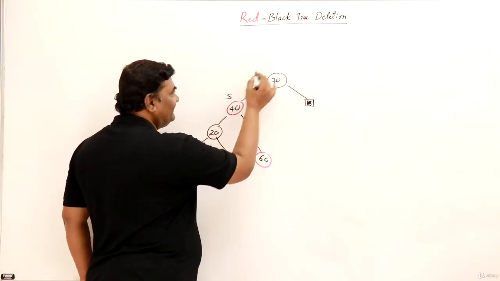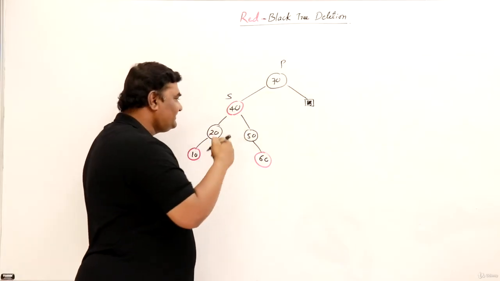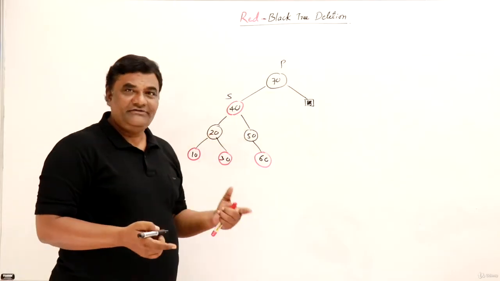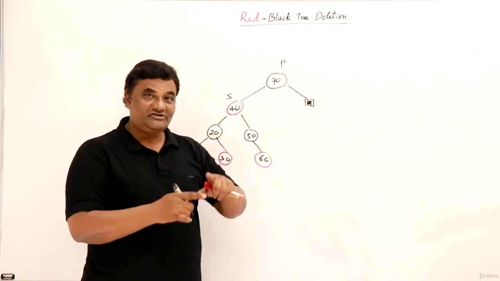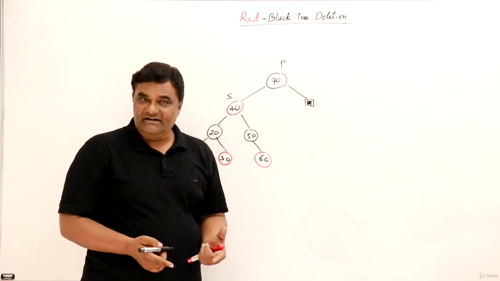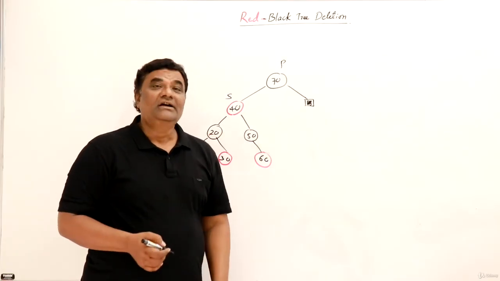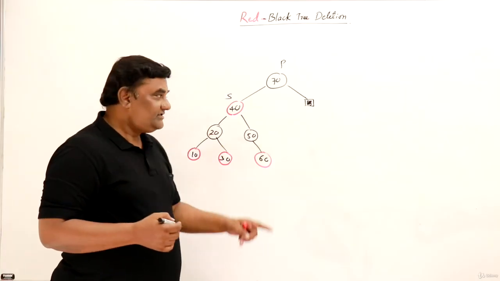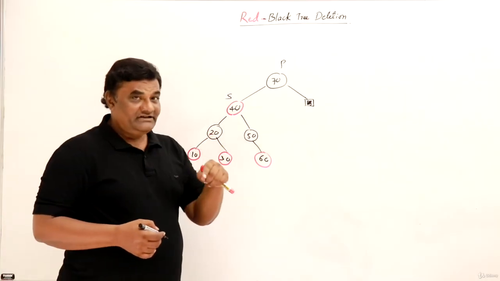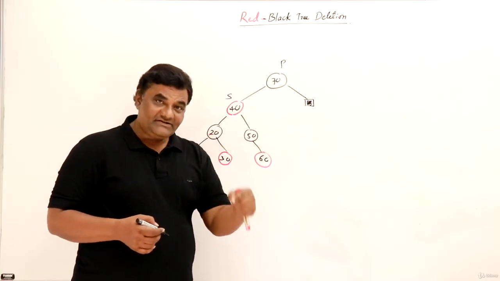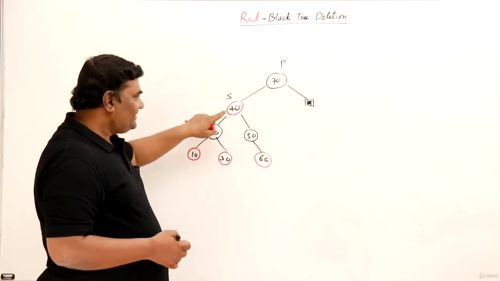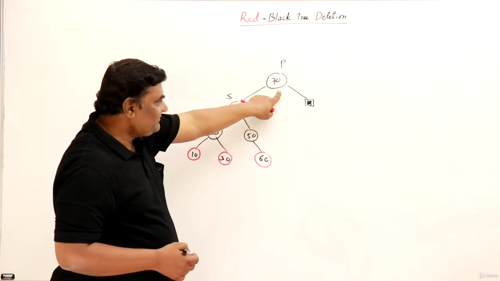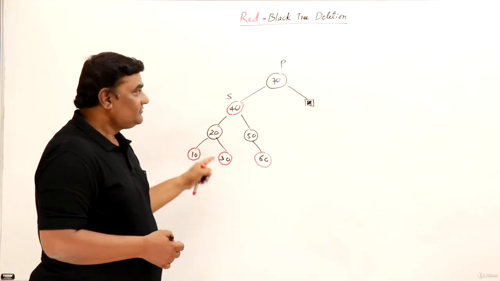Yes, this is the sibling and this is the parent. And sibling is red and its children are black. So if any one of the sibling and its children is red, we have to perform rotation. Yes, we have to perform rotation as this is red. Now see, here is a special case we will learn now. Perform rotation around this P, right? Because this is red. So perform rotation.